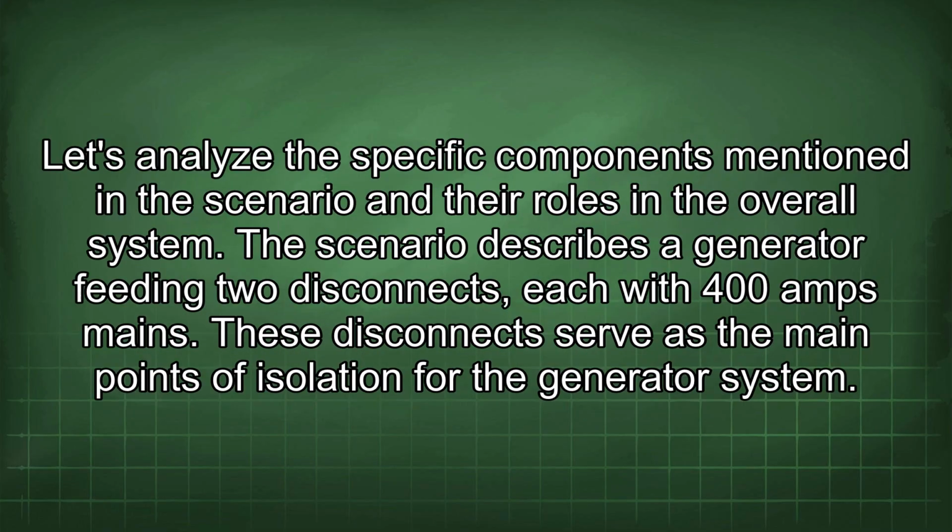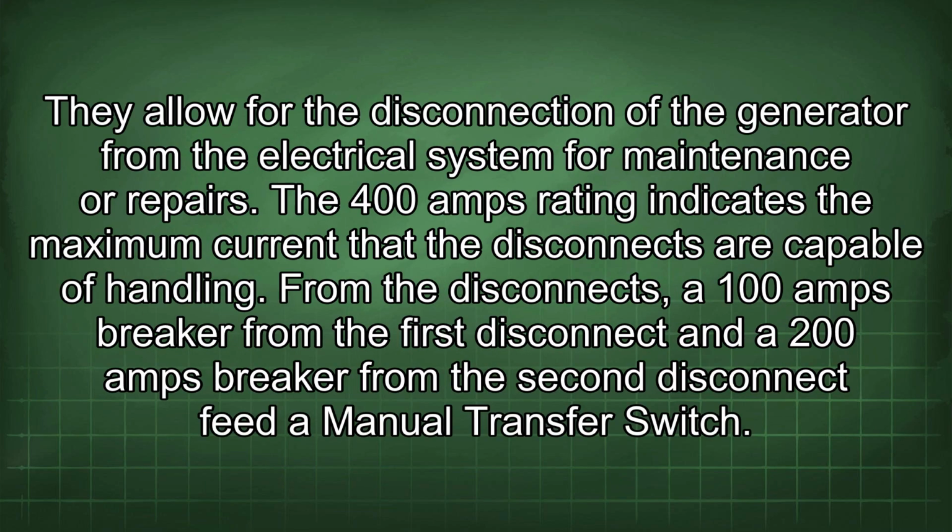Let's analyze the specific components mentioned in the scenario and their roles in the overall system. The scenario describes the generator feeding two disconnects, each with 400 amps mains. These disconnects serve as the main points of isolation for the generator system. They allow for the disconnection of the generator from the electrical system for maintenance or repairs. The 400 amps rating indicates the maximum current that the disconnects are capable of handling.